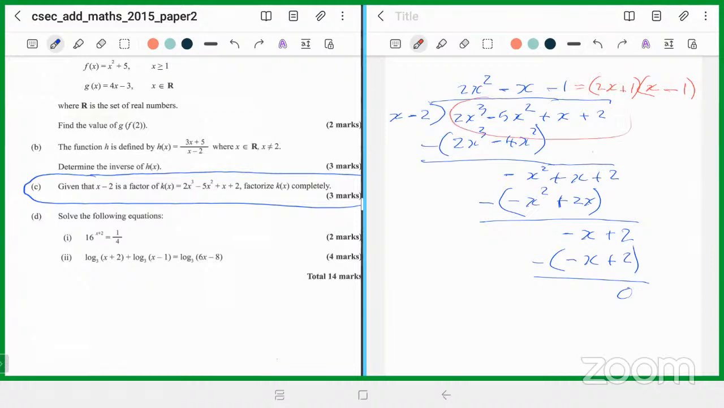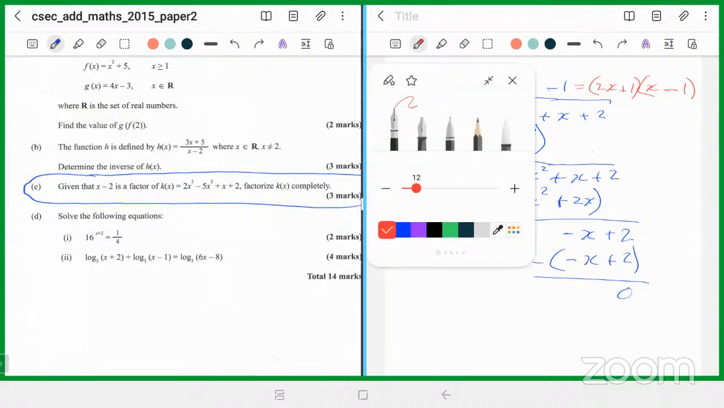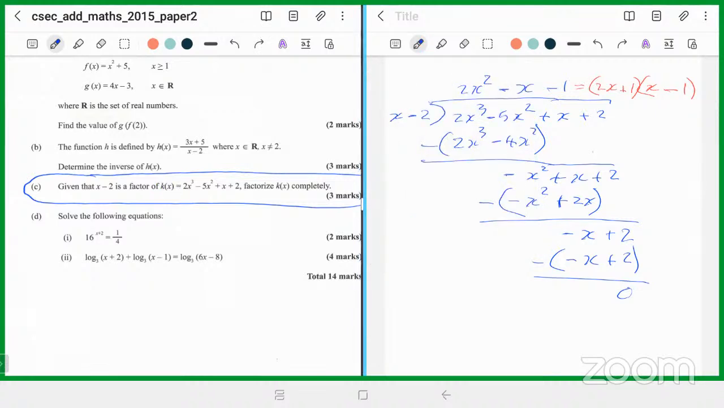And so this becomes the product of these three things. This, and that. Those are the factors. So I can write k of x. K of x becomes this first factor, which is x minus 2, multiplied by the other two factors, 2x plus 1 and x minus 1. Those are your factors. That's your answer right there. Factorized completely. All right, so that was a polynomial on 2015.